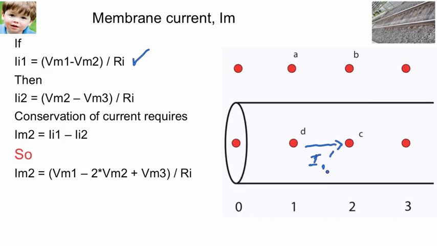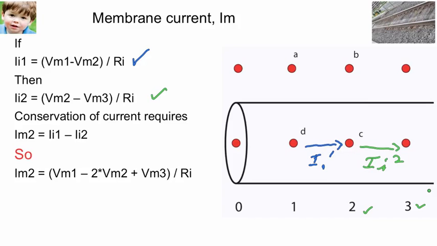Now, if we did that for that segment, we can do it again for another segment. So I can have another expression for the current in the next segment, Ii2. And Ii2 is all the same things, just with Vm2 and Vm3 instead of Vm1 and Vm2. It's just shifted over by one segment.